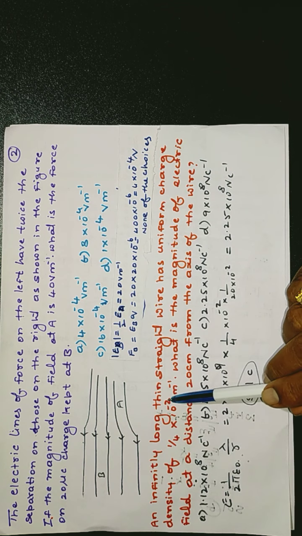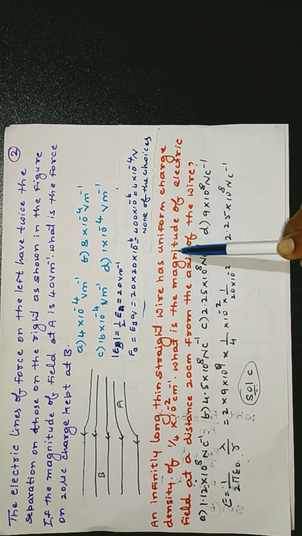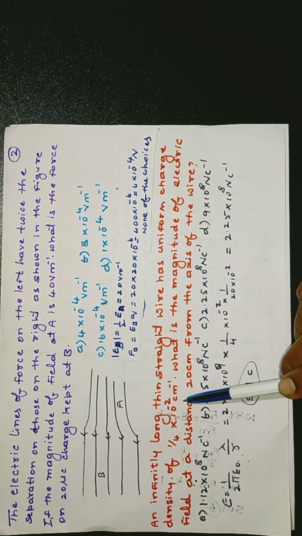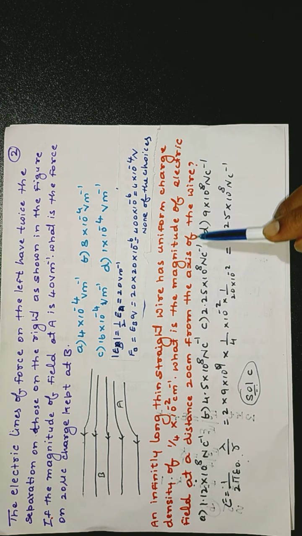An infinitely long thin straight wire has uniform charge density of 1 by 4 into 10 raised to minus 2 per centimeter. What is the magnitude of electric field at a distance 20 centimeter from the axis of the wire? Students, if you remember, we had learnt about the applications of Gauss law, and the first application was the electric field at a point due to a charged uniform straight wire, infinite charged wire.